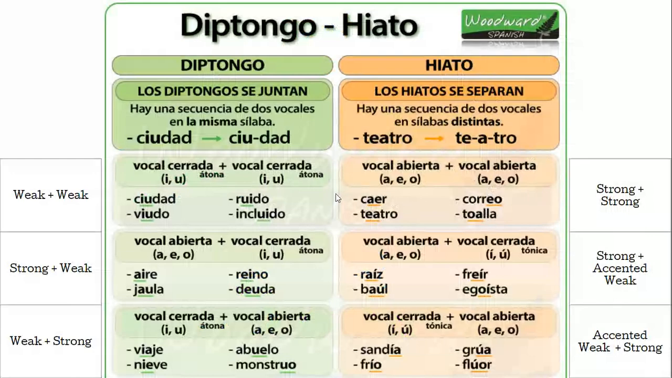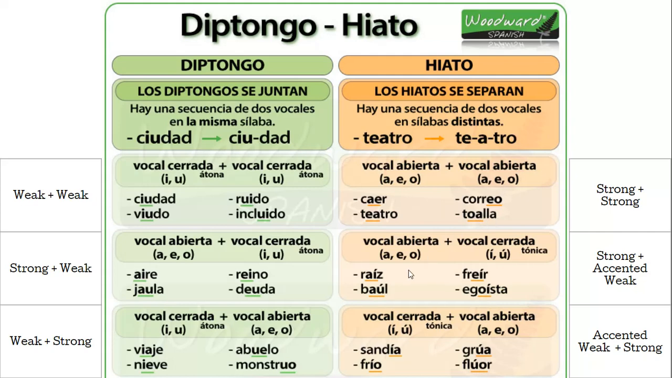Looking at this, you guys can kind of see some examples. So here's strong and strong. Ca-er. A and E, we can't say "kair." It's ca-er. The A and the E are said separately. Te-a-tro. Co-re-o. To-i-lla. So the O and the I, it's split there.